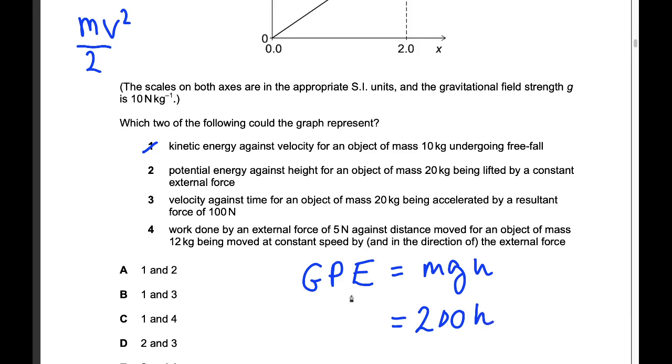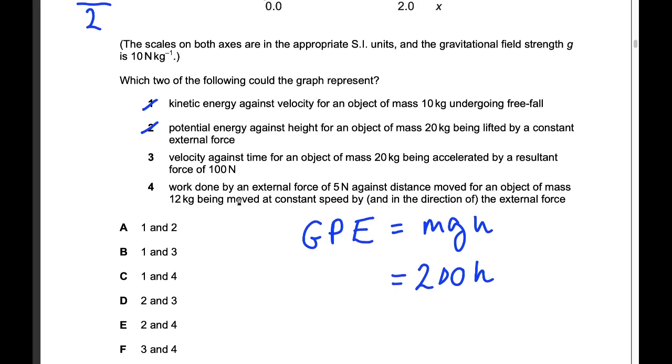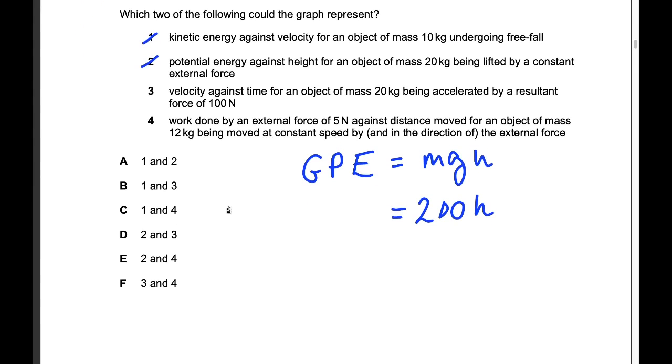which means that it can't possibly be option 2 because that should have a gradient of 200. We only have a gradient of 5. So 2 is out. Option 3, a velocity time graph for an object of mass 20 kilograms being accelerated by a resultant force of 100 newtons.